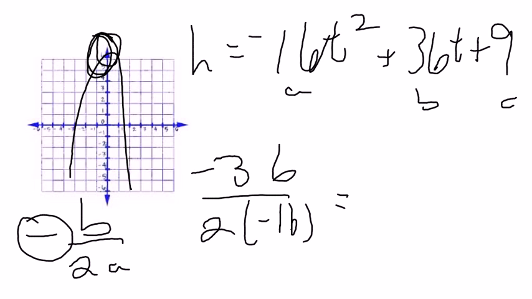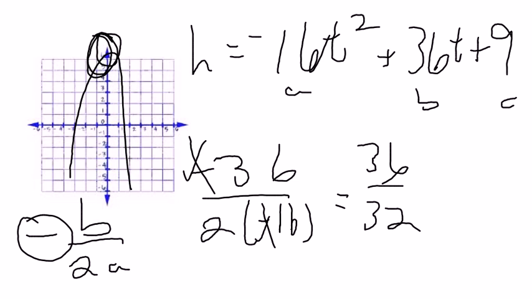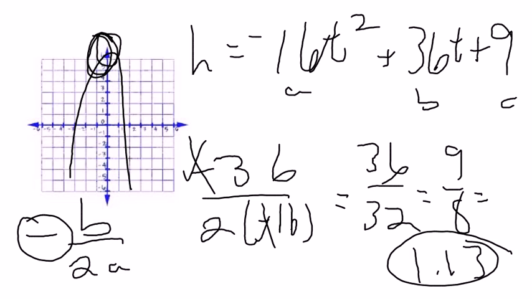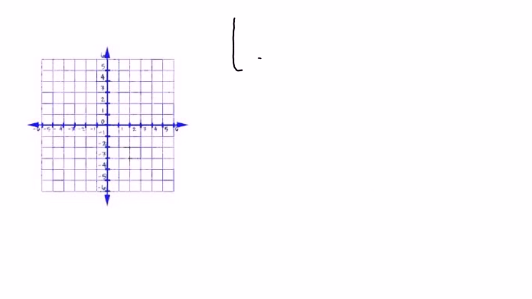Okay, so we need to find that. We just multiply it out. These two negatives here will cancel out. So we have 36 over 32, and 36 over 32 is 9/8. If you were to divide that out, you get 1.13. So that's my time. 1.13 seconds is when it reaches its maximum height. So my only options are now A, B, or C. I've eliminated D.